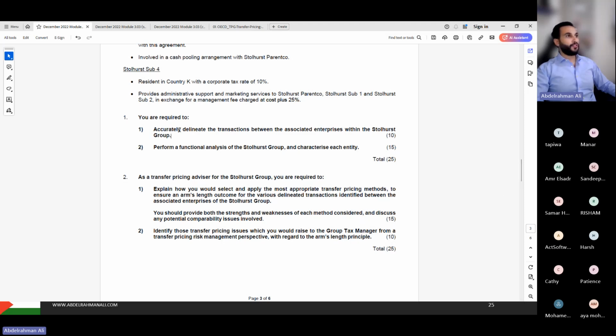So what's the question? The question is asking you to accurately delineate the transactions between the associated enterprises within S group. All right. And now I can formalize an opinion. I can formalize a view of what will be my answers for this question. What's the second question? Quickly, it's perform a functional analysis of S group and characterize each entity. All right. This seems to be that I have to interpret the whole group transactions, and then I need to perform a functional analysis and characterize the entity based on the findings.